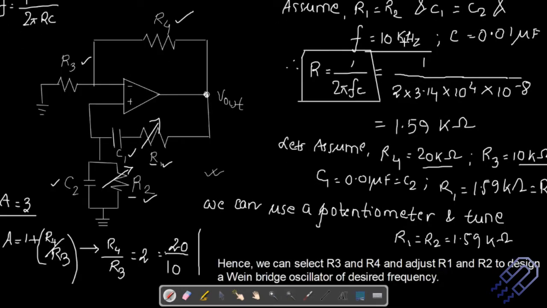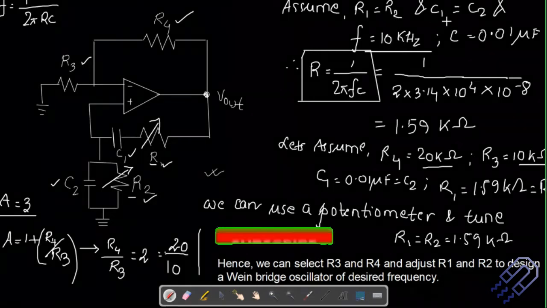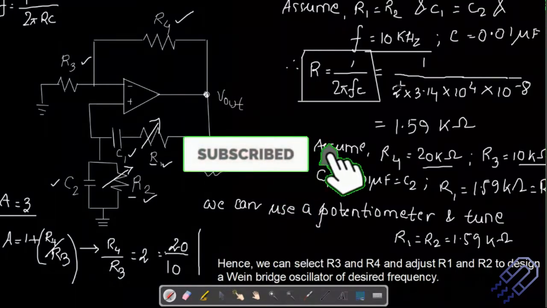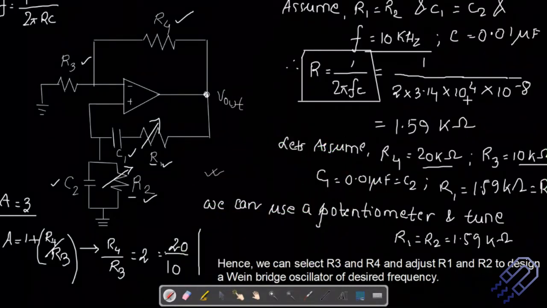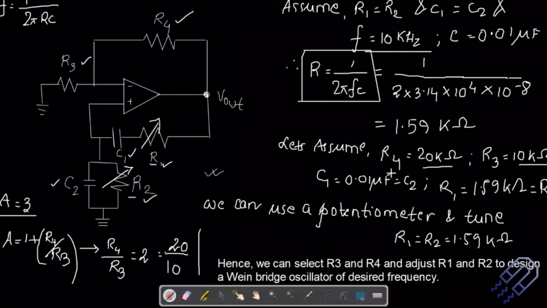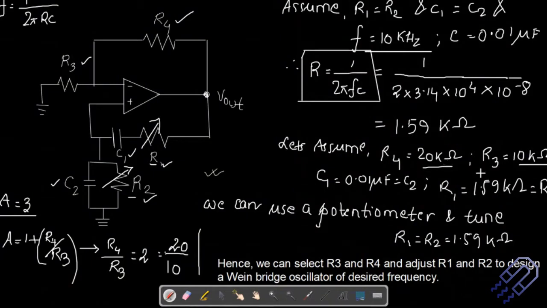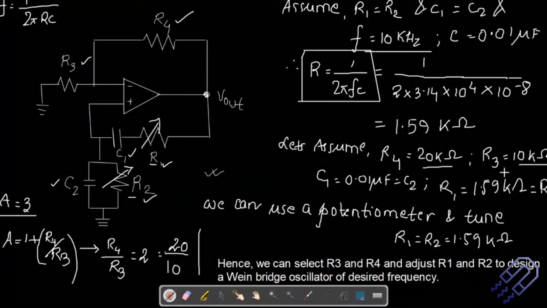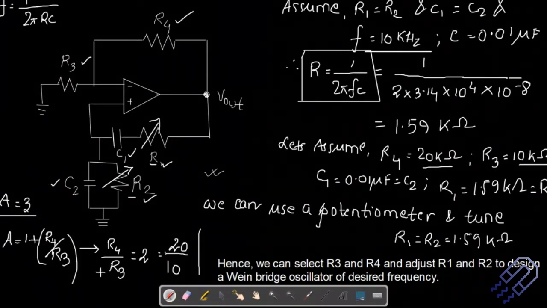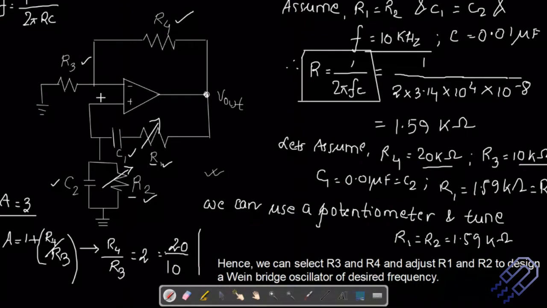If we assume the resistances are equal and the capacitances are equal, we can find out the value of this resistance. Based on this, we can do slight tuning using a potentiometer. We can also decide the values of R4 and R3. It's not that R4 and R3 should be 20 kilo ohm or 10 kilo ohm. It might be around 30 kilo ohm and this around 15 kilo ohm, so that will again be 2. So the ratio between R4 and R3 should be 2, and that is one of the balancing conditions. This is exactly how a potentiometer or a Wien bridge also works.